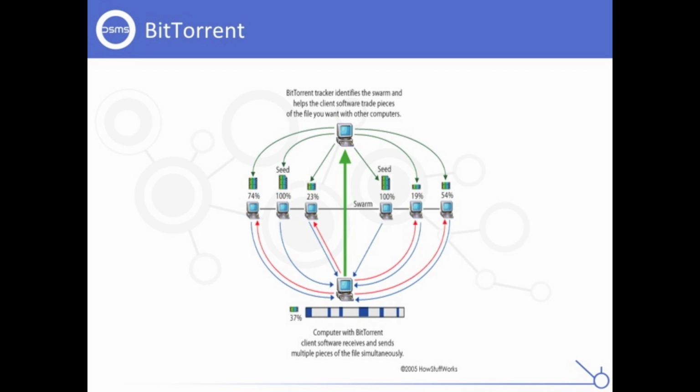In this picture we can see that the client coordinates the pieces of the file that are needed to get the original file. Also, all the computers with the BitTorrent client receive and send multiple pieces at the same time.